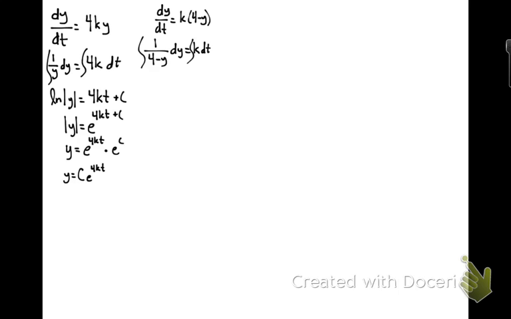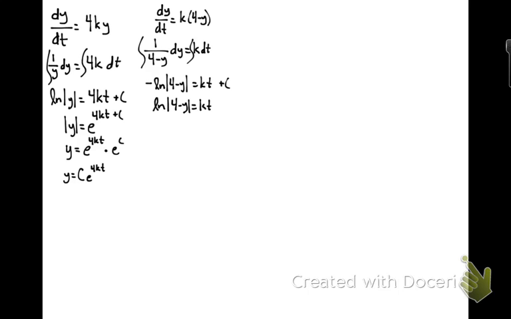And now I'm just going to integrate. When I integrate the left, I'll have negative natural log of the absolute value of 4 minus y. Don't forget the chain rule on that. Equals kt plus c. And if I divide both sides by -1, then we'll have the natural log of the absolute value of 4 minus y equals, well, remember that k is just some constant, so I don't know anything about it. It's still a constant when I divide it by -1, so it's just kt.